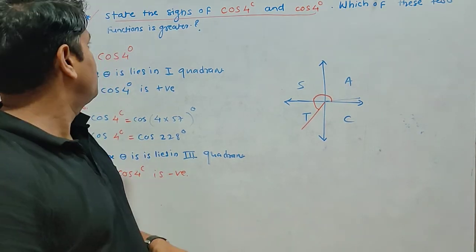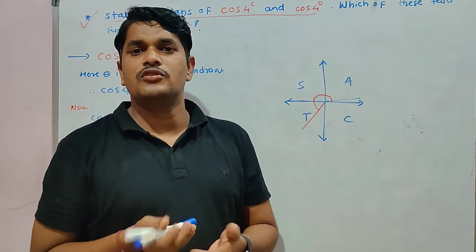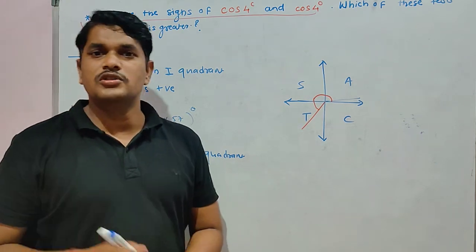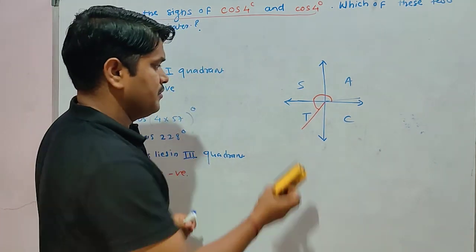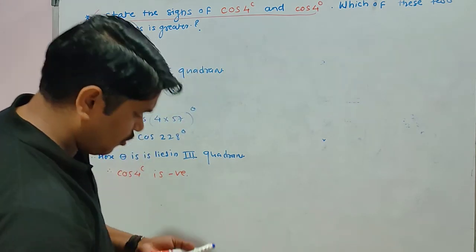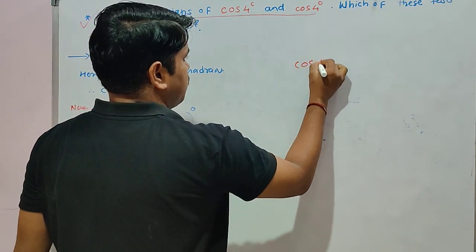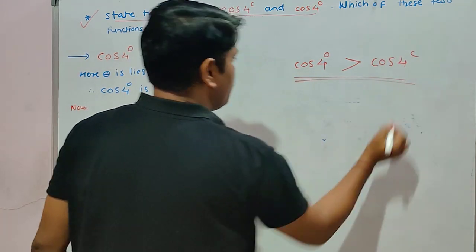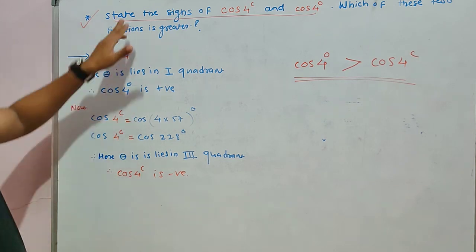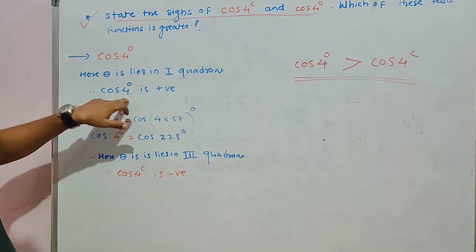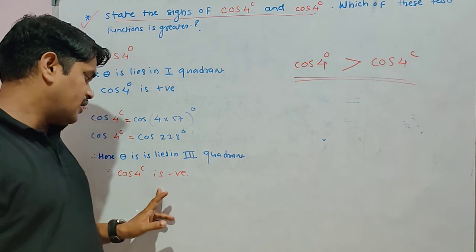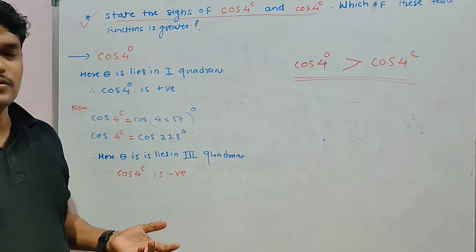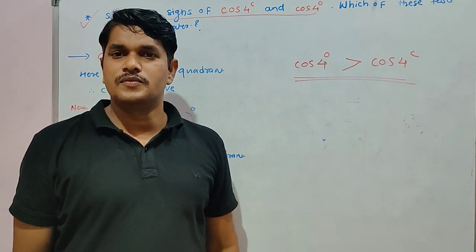Now the second question: which of these functions is greater? We know that this one is positive and this one is negative, so the positive is always greater. So we can write cos 4 degree is greater than cos 4 radian. This is the answer to the second question. So first state the sign: cos 4 degree is positive, but cos 4 radian is negative, and we know that a positive value is always greater. So cos 4 degree is greater than cos 4 radian. Understood?